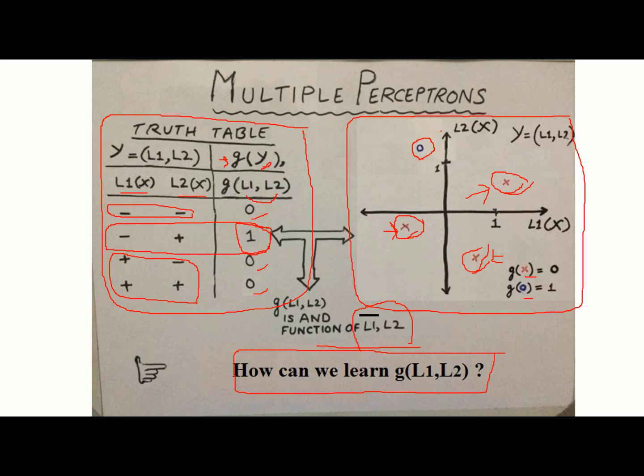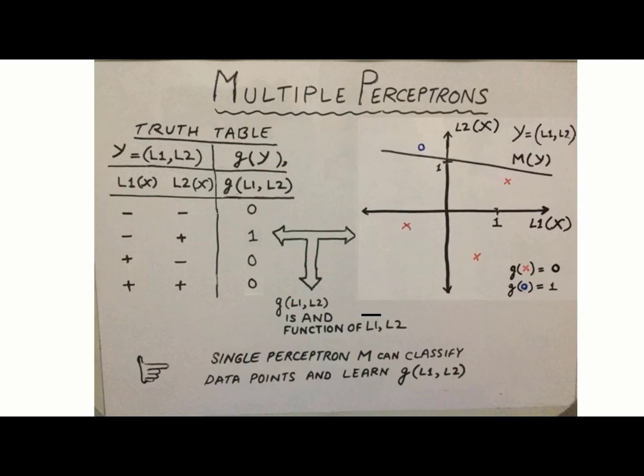So in other words, we are saying that in order to learn the AND logic, L1 bar comma L2, we must be able to classify these data points shown here. And as you can see, the classification in this case will not be very difficult. We just need to draw a straight line, perhaps something like this, which can separate this blue circle from the red crosses. An example classifier is shown by the straight line here, m of y, which is a boundary between the blue circle data points and the red cross data points.